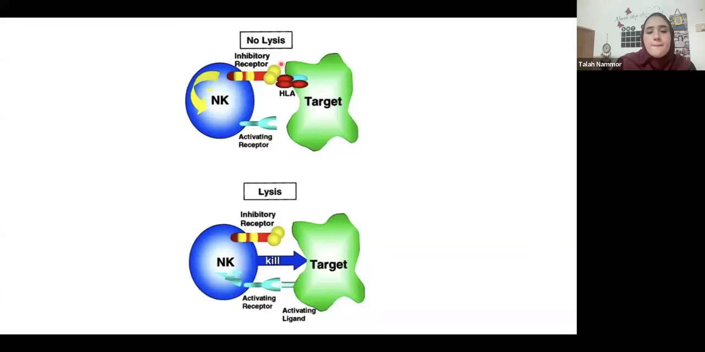Basically, this is going to bind to the HLA, and it's going to give an inhibitory signal. So it's going to say, don't kill me, don't die. So the NK cell is not going to tell the target cell to kill itself. On the other hand, if an activatory stimulus was there, so the NKG2D bound to a ligand, this is going to cause lysis. The NK cell is either going to kill it itself or tell the target to kill itself.